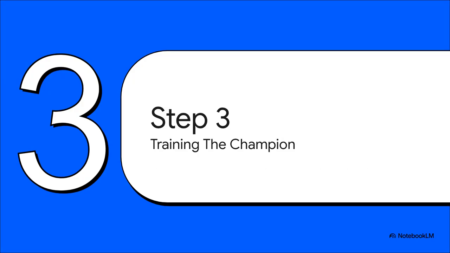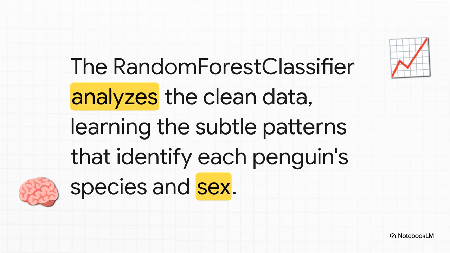Okay, so we've picked our detective, the random forest classifier. Now it's time for boot camp. We need to let our model really study that clean data we prepared so it can learn what a Gentoo or an Adelie or a chinstrap penguin looks like, statistically speaking. During this training phase, the model is just meticulously going through every single complete record we have. It's learning all the subtle connections between, say, flipper length and beak depth, and how those patterns point to a specific species and sex. It's kind of like it's building its own internal field guide to penguins, but using nothing but numbers.